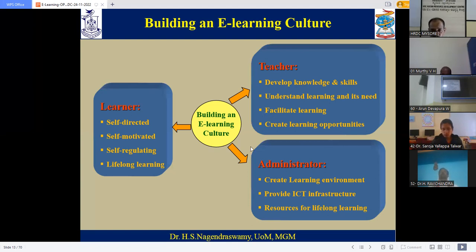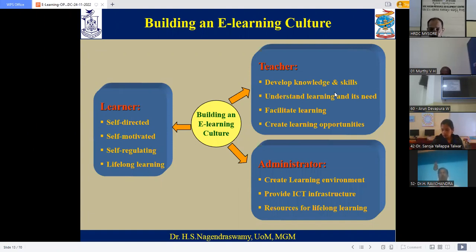So the role of teacher, the role of administrator, and the role of learner. So as a teacher, develop knowledge and skills. Whenever we are delivering a lecture or handling a particular course for students, we definitely need to get sound knowledge and skills in that particular subject. It may be physics or chemistry or mathematics or history, economics, commerce, whatever it may be. So as a teacher, we want to acquire such knowledge and skill.